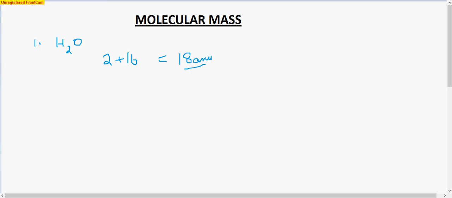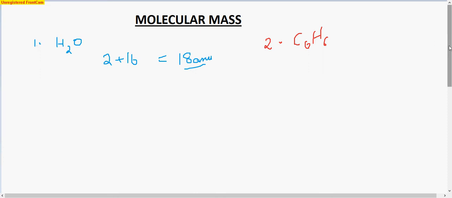Okay, second one. We'll do another one. H2O is quite simple, very simple, right? We'll do another one, a bit harder. Benzene, the one which we dealt with in the last lecture. C6H6. Now this is quite difficult, I see.